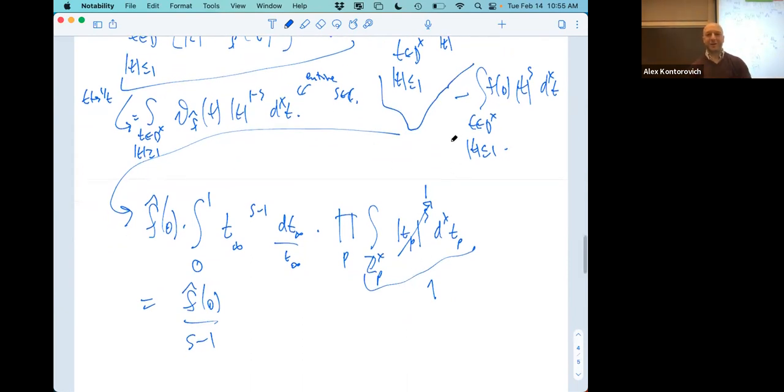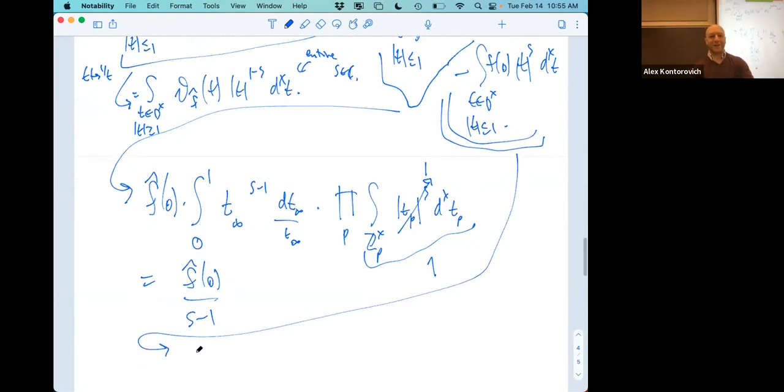And the other term, I'll use underline 2. Underline 2 is for the second term. I don't think you need me to do this calculation very far. It's going to come out to the same f hat of 0. The product over the places, finite places, is going to be 1. And this thing is just the integral of t to the s. So I get f of 0 over s.